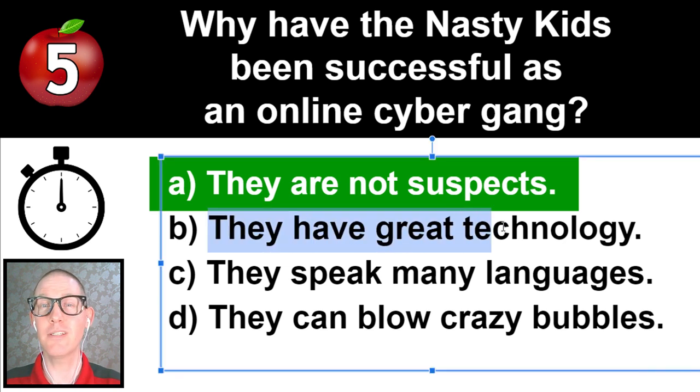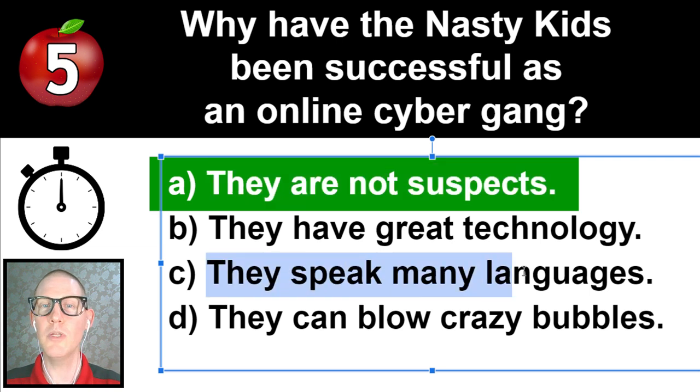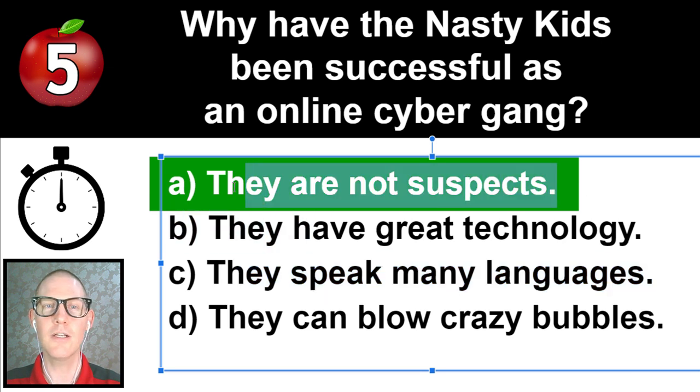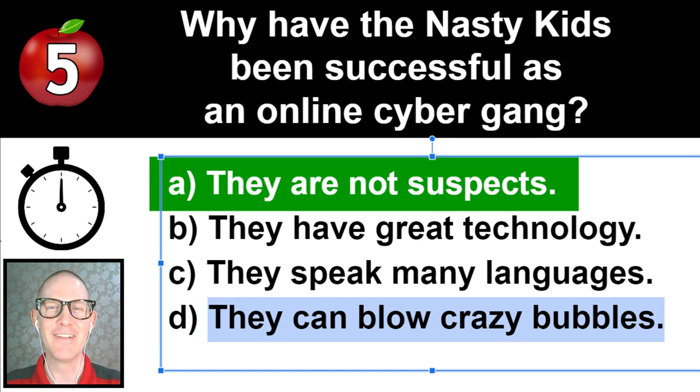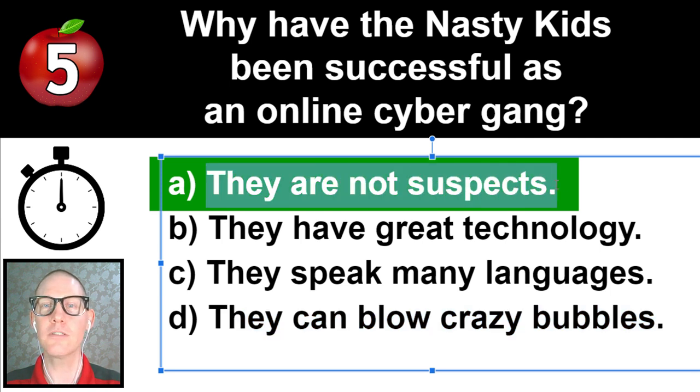So let's see. B is a pretty good answer, right? They have great technology. But almost everyone has access to this technology, right? So I still think it's better that they're not suspects because they're kids, right? C, they speak many languages. It's great to speak many languages, but it's still not as good as they are not suspects. And D is cool. They can blow crazy bubbles, but that's probably not going to help them in their domination of the online internet cyberspace. Right. So the best answer here is they are not suspects, right?